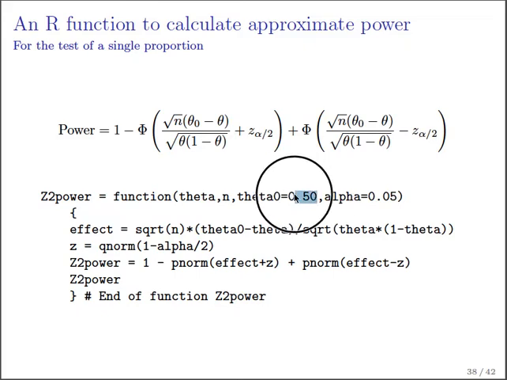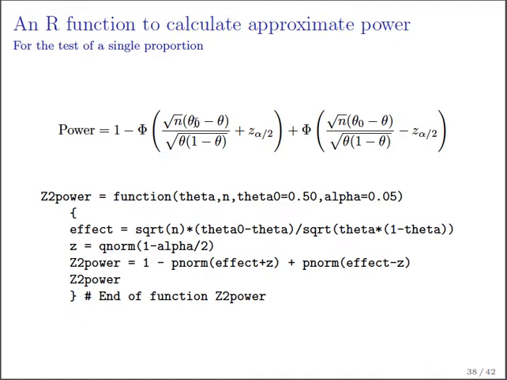For this kind of test, it's so frequent that you're interested in a theta 0 of 0.5 that we'll give it a default value. So if we invoke this function and we don't say what theta 0 is, it'll be assumed to be a half. And also, if we don't say what alpha is, we can make it anything we want, but if we don't say what it is, it'll be 0.05. And then curly brackets begin the function, and the function definition is between the opening curly bracket and the closing curly bracket. And then we do some calculations.